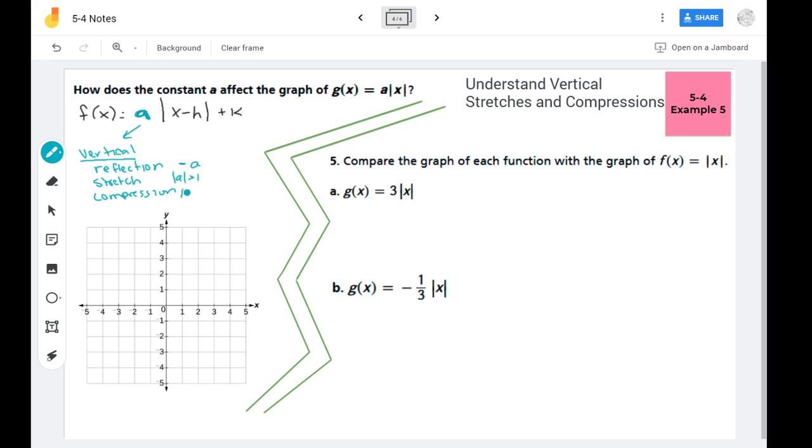So if your number, again ignoring the negative sign, is less than 1, like 1/3 or 1/2, you're going to have a compression. It's like you're grabbing the top and the bottom of the graph and squishing it down.